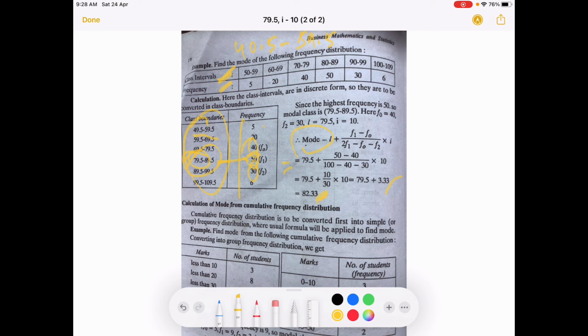So we have finished this, your central tendency. Now in my next class I will be starting your dispersion chapter. Thank you very much.